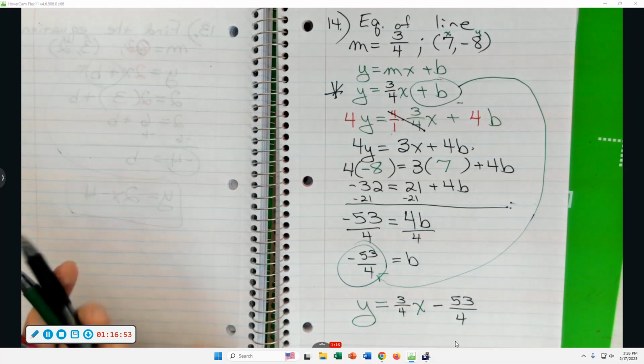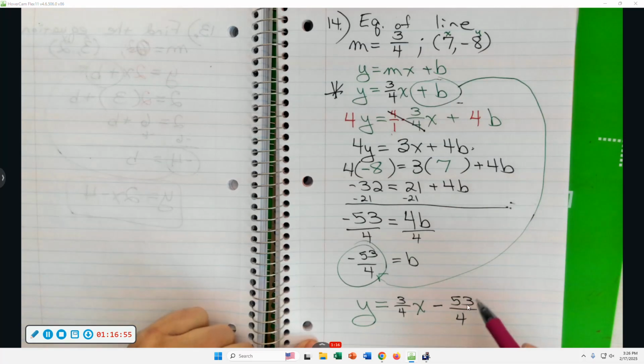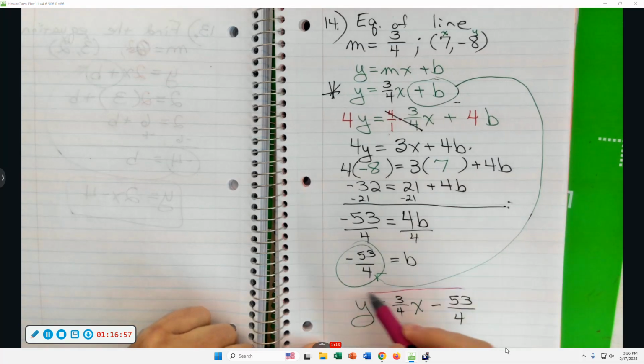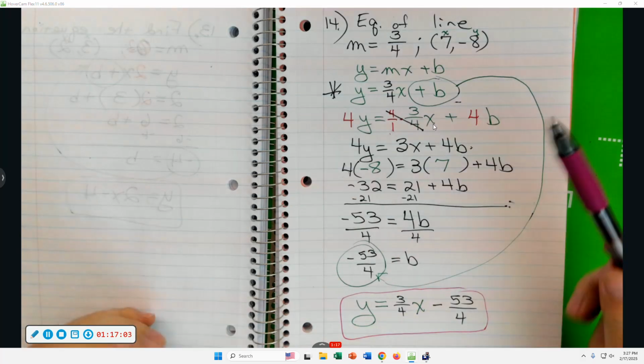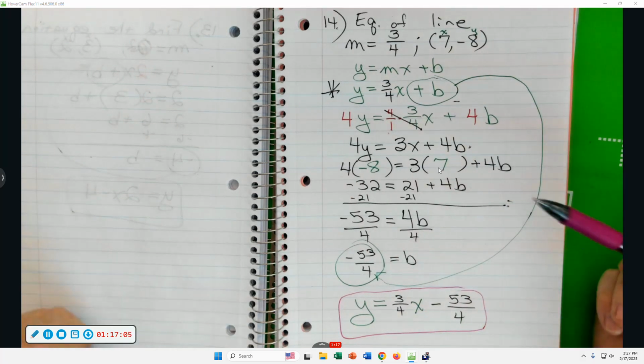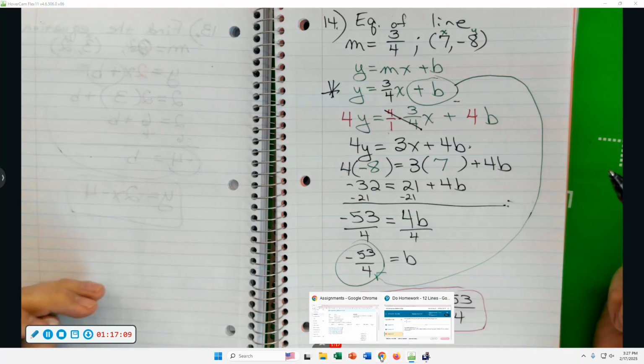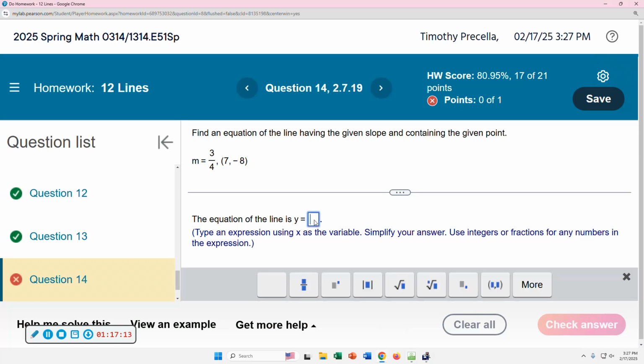Not all equations have nice integer coefficients and constants. But once you multiply 3 by that 4, it's not that bad. So 3/4 x, let me type that in. y equals 3/4 x minus 53/4.